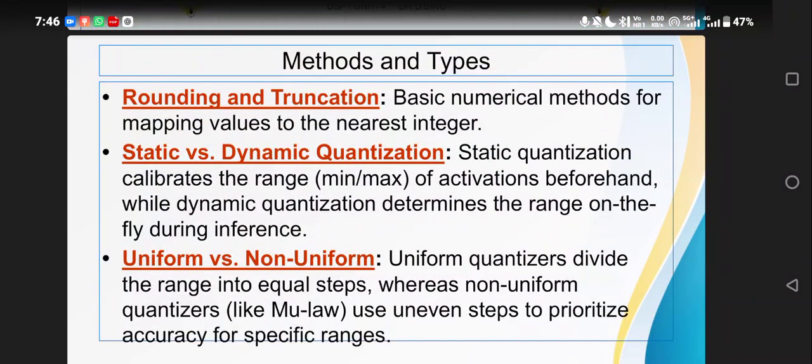There are a variety of methods used for quantization. First one, rounding and truncation. These are the basic numerical methods for mapping values to the nearest integer. Second, dynamic versus static quantization. Static quantization calibrates the range of activations beforehand, while dynamic quantization determines the range on the fly during inference. Third one is uniform versus non-uniform. Uniform quantizers divide the range into equal steps, whereas non-uniform quantizers use uneven steps to prioritize accuracy for specific ranges.